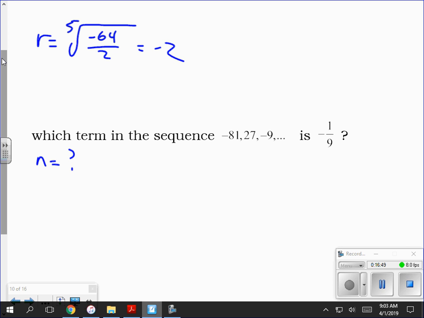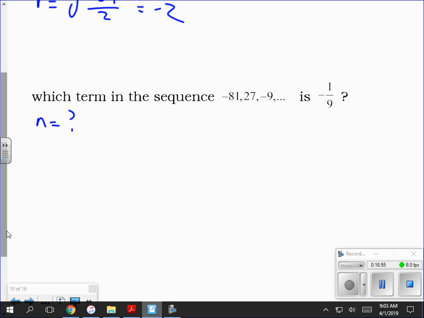Okay, and there are a few ways to do this, and I will show you the ways to do this. What do I need for the rest of the formula? I need a sub 1, which is -81, because that's the first term. I need R. To find R, I pick a number divided by the 1 in front. 27 divided by -81 gives me -1/3, so R is -1/3.